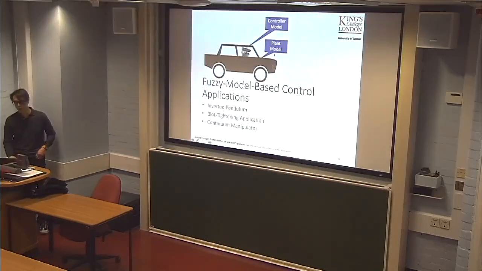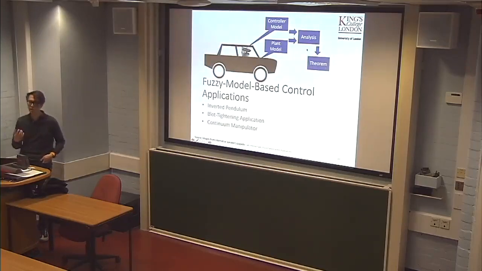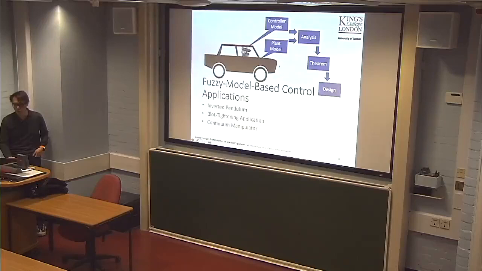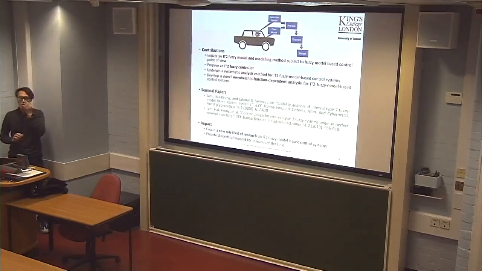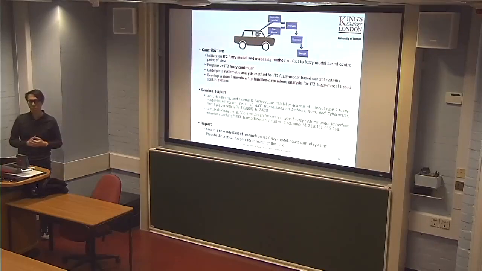So we are going to create a mathematical model for the system, that is the car. We are going to propose a mathematical model for the controller, that is the robot, and then we put them together and do some analysis right here. This analysis will give you some theory. This theory will tell you how to design the robot so that it works as we expected. So this is the so-called fuzzy model-based control application. We rely on a mathematical model for the design and analysis. Okay, so this briefly mentioned the contribution I have made.